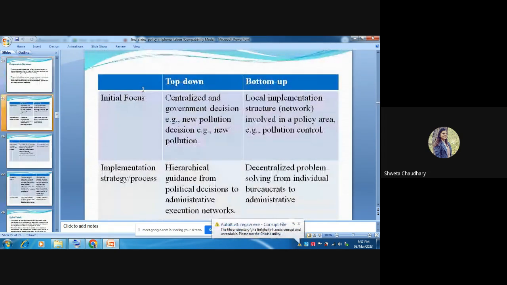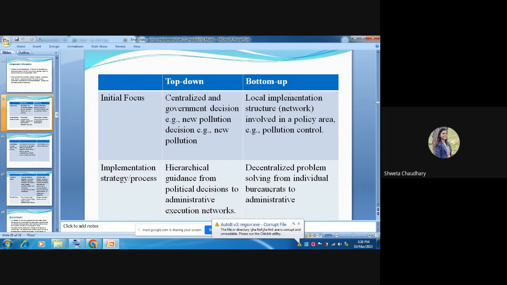See, we can see a comparison here. The initial focus is centralized and government decisions. Like if a new pollution policy has to be introduced, it is introduced by seeing the previous data that the government has got through surveys or through census reports. The top-down model is introduced through census reports or through the surveys taken by the government. On the basis of that, they introduce a new policy.